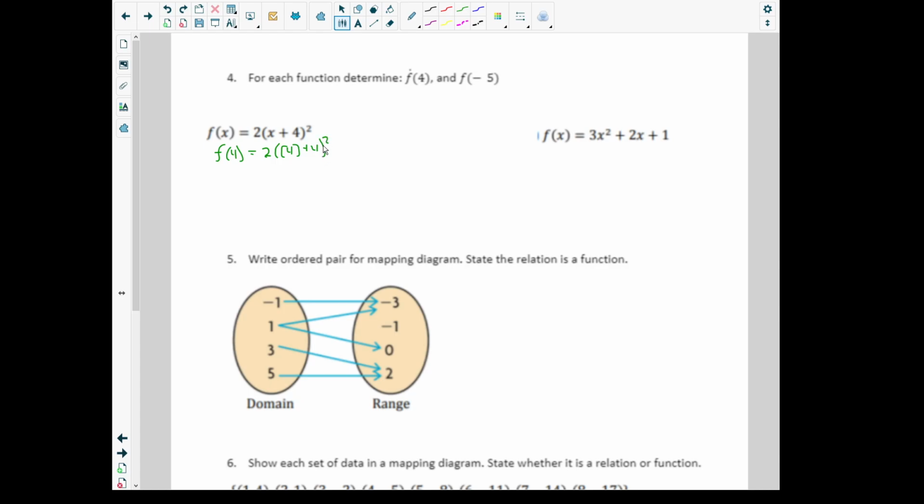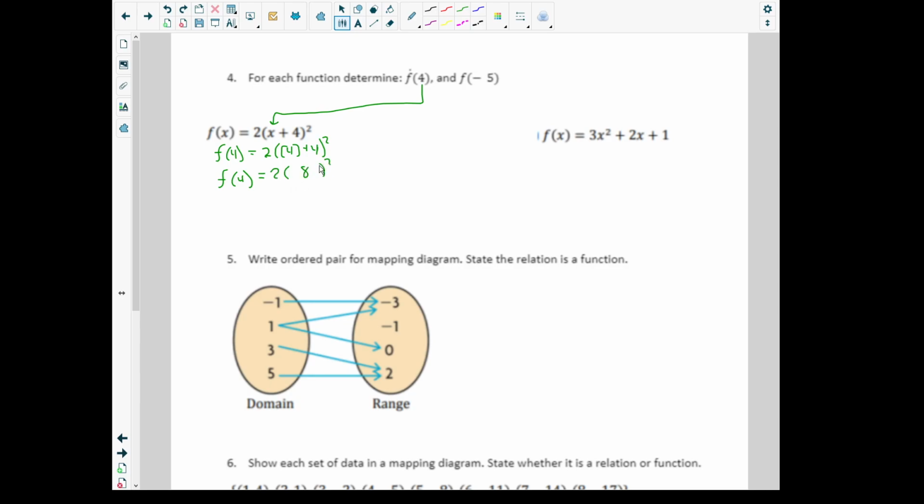Okay, and then I'm just rewriting everything else. So I inserted a 4 everywhere there was an x, which was right there, and that's the result of that. And now f of 4, which is the f value when x equals 4, I'm going to leave everything alone and just do the parentheses, right?